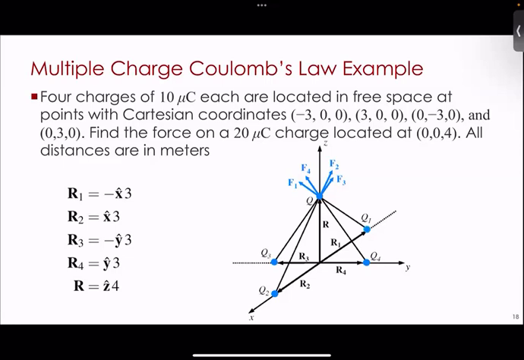Find the force. So we get to use what I just said, how I said we could sometimes look to find the force of things. The force on a 20 microcoulomb charge located at 0, 0, 4, XYZ, so Z equals 4. That's this one right here. All distances are in meters. What direction do you think the final answer is going to be in? The force on the test charge, Q, at 0, 0, 4. Anybody have a guess at what direction it's going to be in? Yep. And what makes you say that?